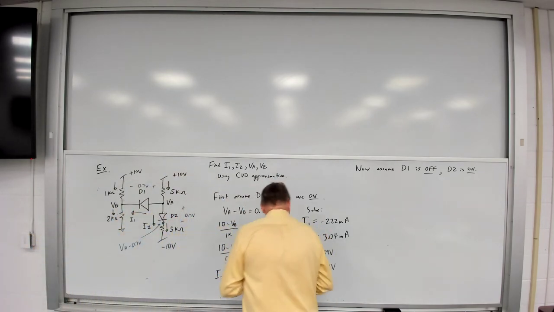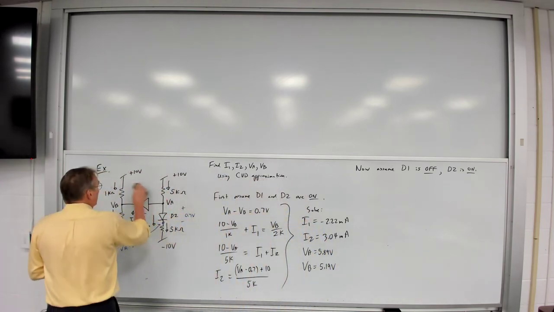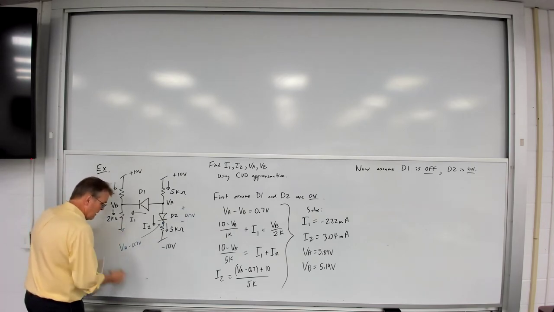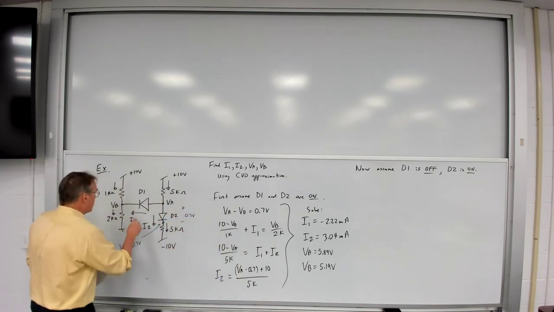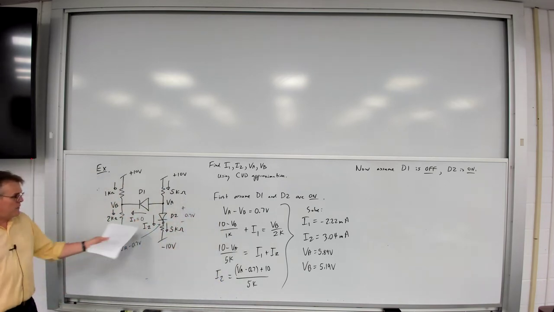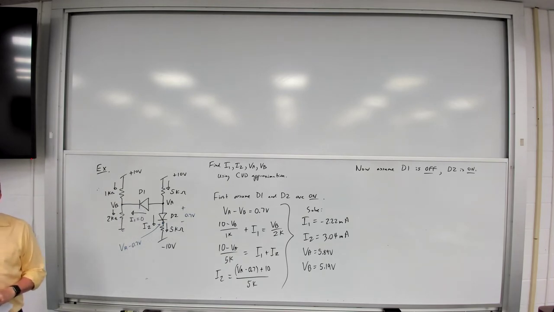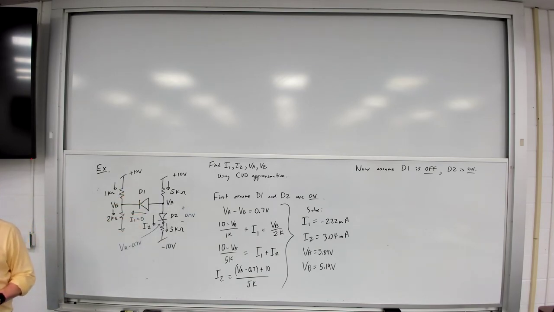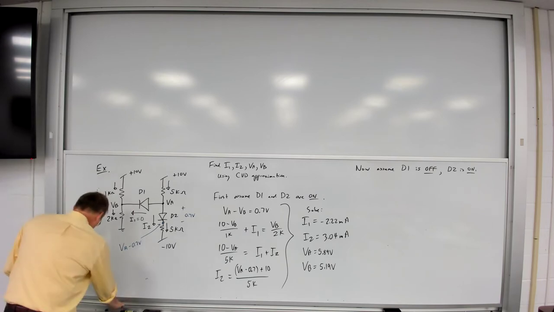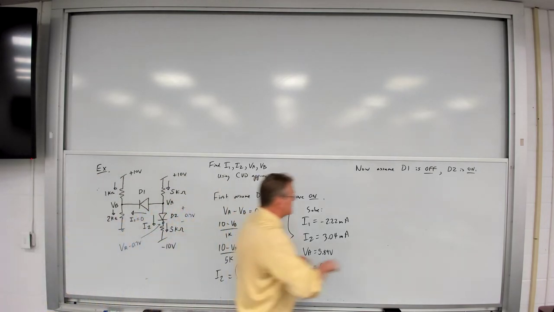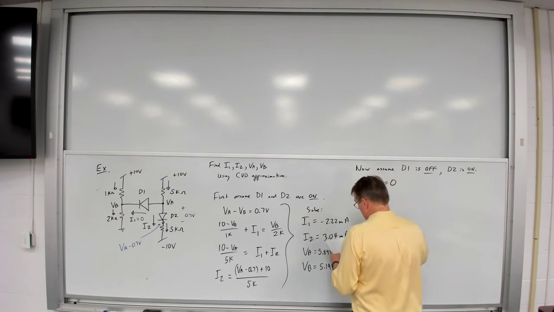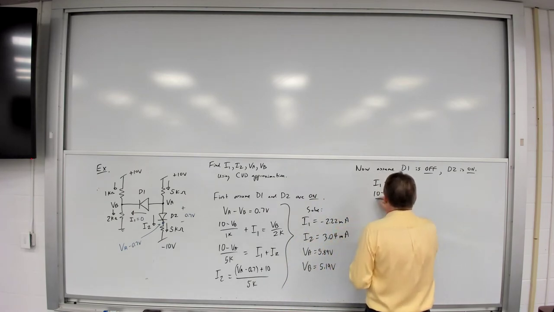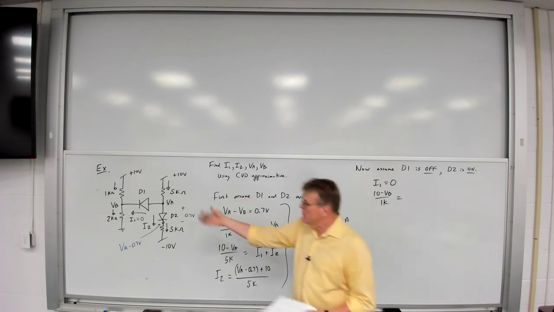So in this case, let's go back to our circuit. Now I make this assumption. I1 is equal to 0. I don't know anything about the voltage across D1, but it better be negative when I check it. But I'm still assuming D2 is on, so I still have 0.7 volts. So now let's once again write our KCL equations. I1 is equal to 0. (10 minus VB) over 1K is equal to 0 plus VB over 2K.